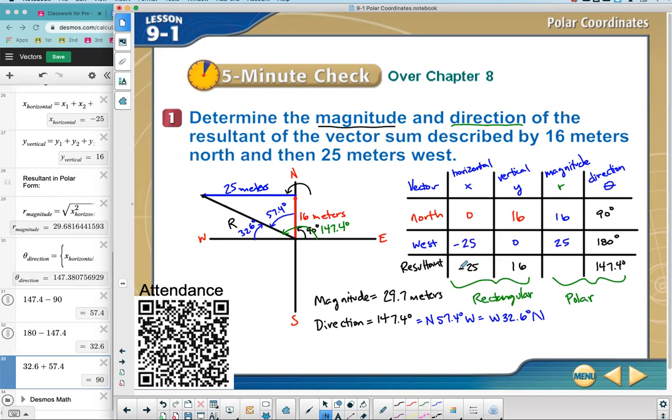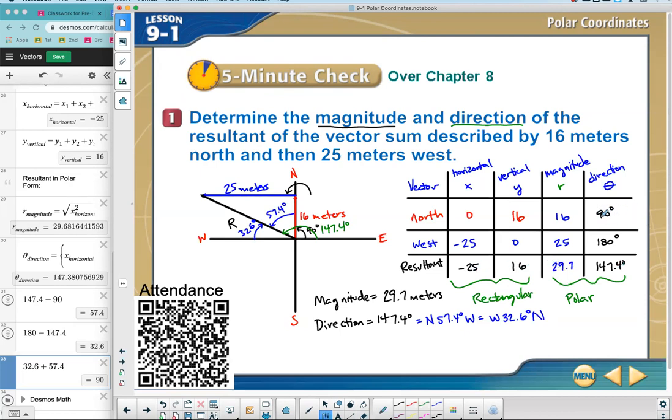Over here, I would square the negative 25. And that would be 625. You'd square this. I think that's 256 maybe. You would add those two numbers together, take the square root, and that was the 29.7 value we got. That's where that comes from.